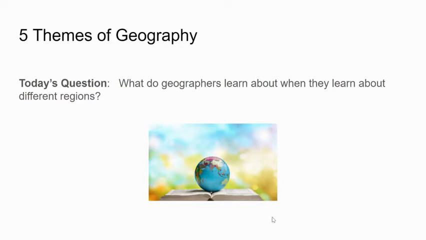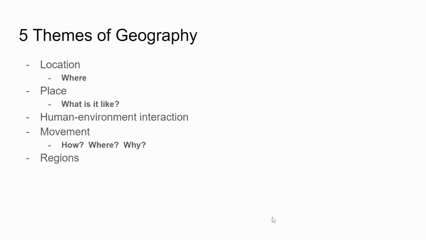All right, so today we are going to discuss and learn about something we call the five themes of geography. These are the five things that geographers look at in order to understand the world and different regions of the world that we study. So they're listed here. The five themes are made up of location, place, human environment interaction, movement, and regions.